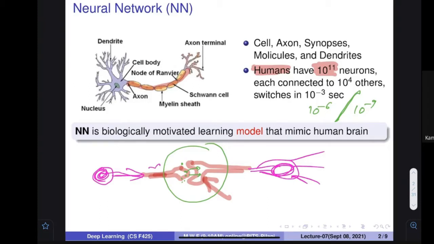Why is the brain better? Because you can see here that still now we have not made any system that has this many neurons and this many connections. That's why the systems are not capable of being on par with the human.